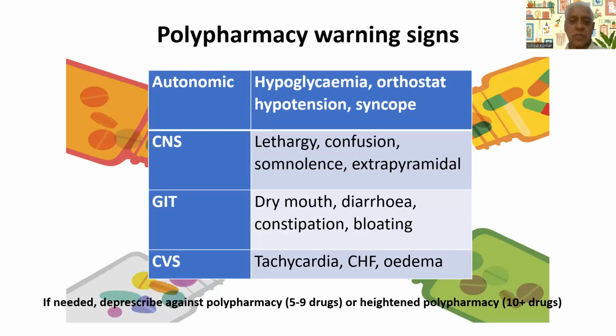Polypharmacy is the third geriatric syndrome. This could mean taking 5 to 9 drugs. And if a person is taking 10 plus drugs, we call it heightened polypharmacy. Polypharmacy warning signs could be low blood sugar, orthostatic hypotension, and syncope. There could be lethargy, confusion, somnolence, or extrapyramidal symptoms. The patient may also sometimes have a dry mouth, diarrhea, constipation, or bloating. Or the patient may have a high pulse rate, congestive heart failure, or edema.